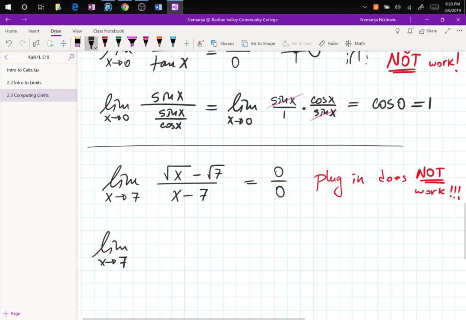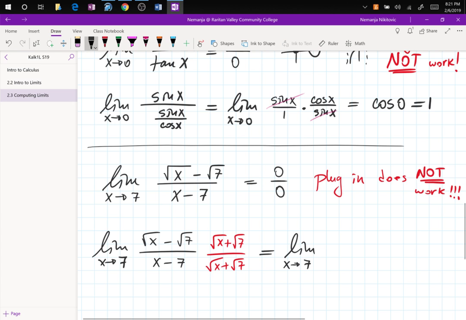So when you have square roots, you are programmed to rationalize, to multiply by the conjugate, which is the square roots with a different sign in between, right? So you want to multiply by root x plus root 7 over root x plus root 7. Right, so if you multiply, you will be able to complete this problem. Don't forget the limit. X goes to 7.